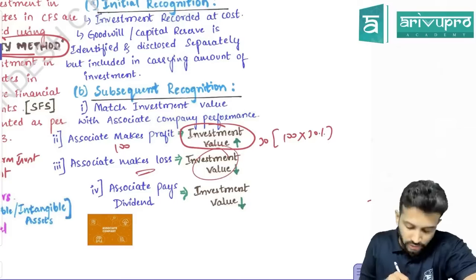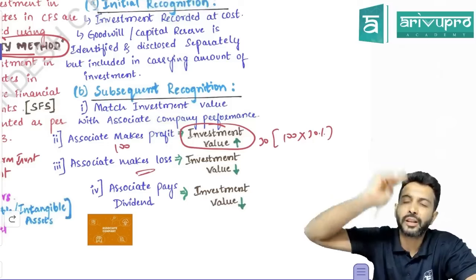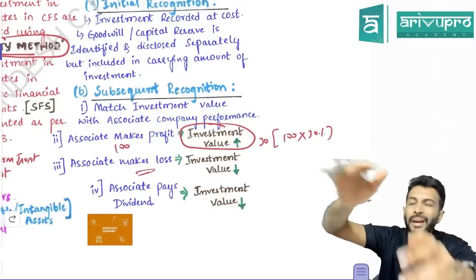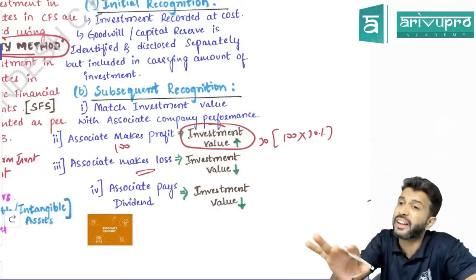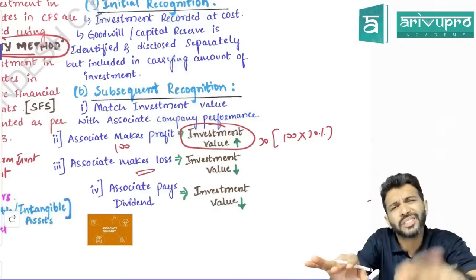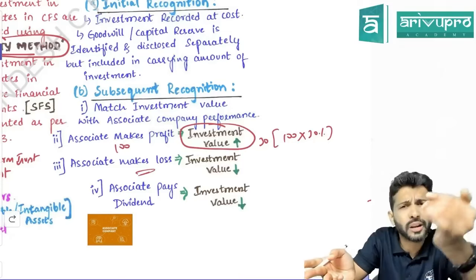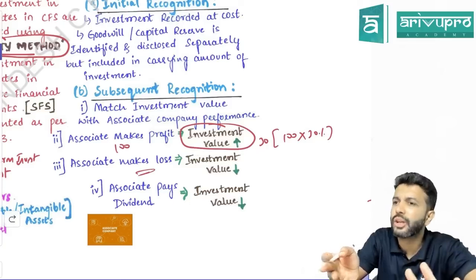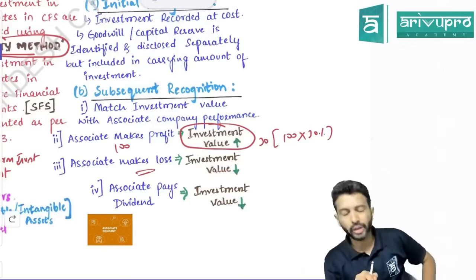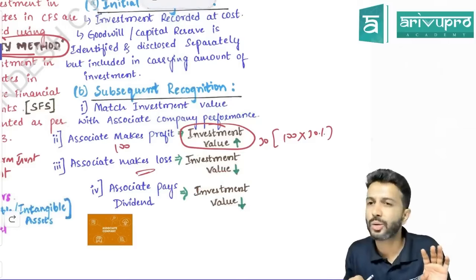Now, if the associate company pays a dividend, what will happen to the cash balance? Visualize. It will reduce. Cash is an asset. If the asset balance reduces, net asset will reduce. If net asset reduces, your investment value should reduce. So if the associate company pays any dividend, even in that case your investment value will reduce. These are the three common adjustments that they will give you and test you in this particular problem.